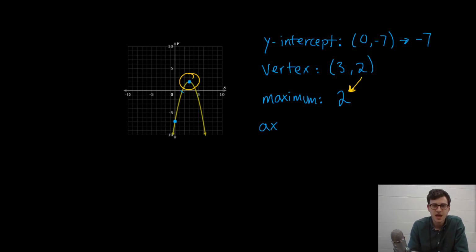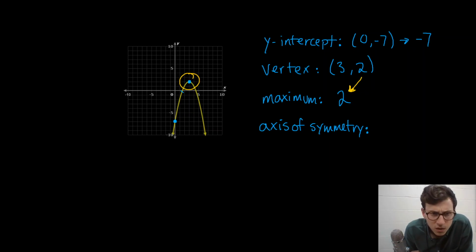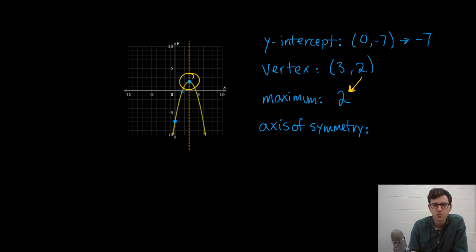And last but not least, the axis of symmetry is the line that cuts my graph in half. It's the x value of my vertex. So we go here. It would be the line across this point, the x value of my vertex. The axis of symmetry is x equals 3, because that's the line that cuts my graph in half.